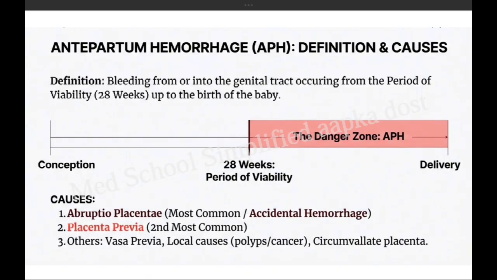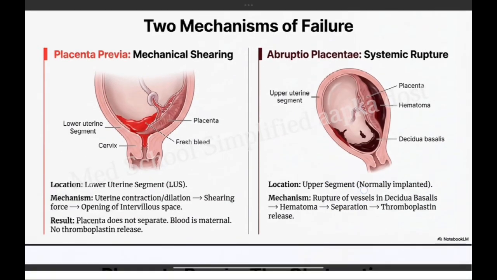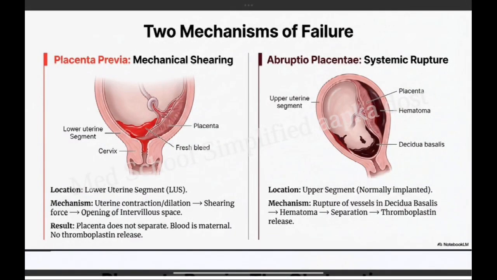What are the causes of antepartum hemorrhage? That is abruptio placenta, that is the most common. Accidental hemorrhage भी कहते हैं. Second is placenta previa, that is second most common, and others like vasa previa, local causes like polyps and cancer, or circumvallate placenta. Okay, there are two mechanisms of failure. First is placenta previa, second abruptio placenta.